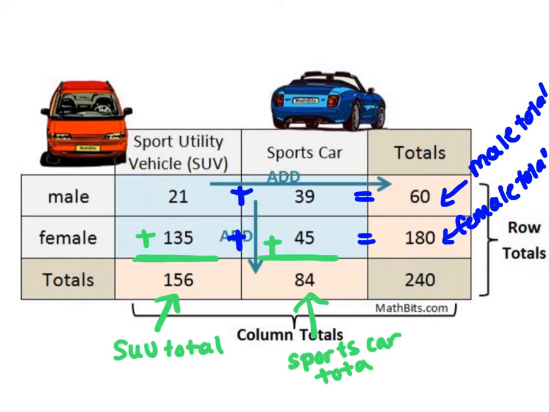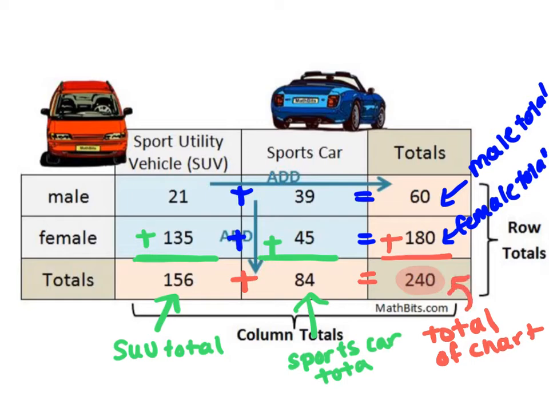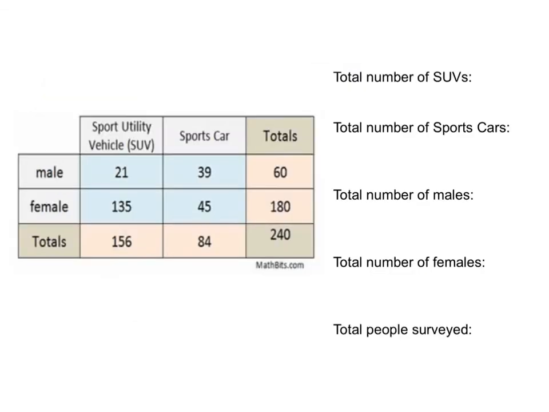Lastly, the final number that we have to consider here is the total of the entire chart, which is shown in the bottom right corner. Now this 240 can be achieved either by adding the 84 and the 156 across, or we can add down the column, which would give us 240 either way. This is the total of the chart.